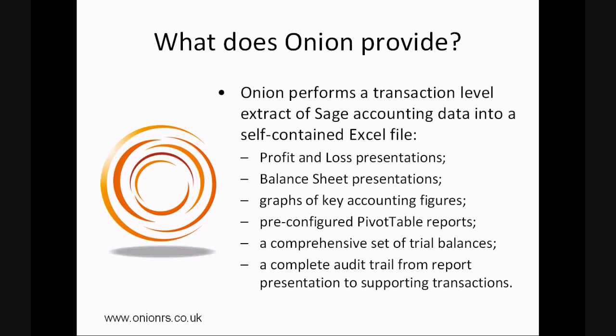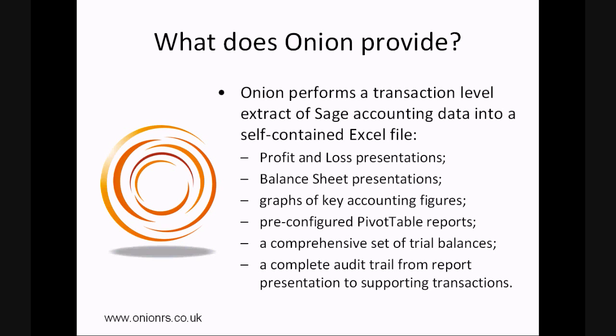Onion performs a transaction-level extract of Sage accounting data into a self-contained, distributable Excel file. That is, whilst the Excel file is created on a machine with access to Sage Instant or Sage Line 50 data, once created, the workbook can be used anywhere.